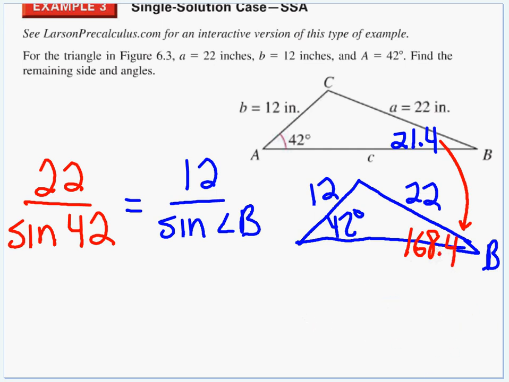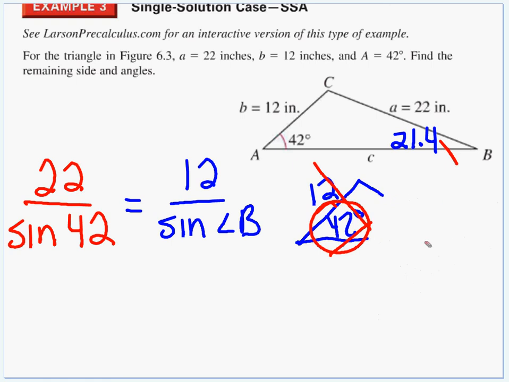Now think about that. There's 180 degrees in a triangle. Angle A is 42. Angle B is 168. If I add those together, I'm greater than 200. So there is no second triangle. This is just a single solution case. So we can now totally forget about a second triangle. It's not happening. We can go back and finish solving the triangle we started, and we're done with it.